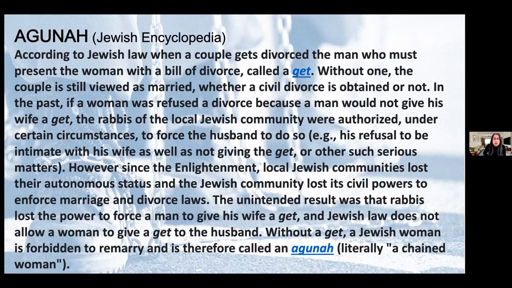So, as I said, if you're in a tight community and the husband refuses to give his wife a get and the rabbis determine in a court of three rabbis that he should be giving her a divorce, let's say he won't have sex with her or maybe he's being abusive, they can make him feel really awful and call him out or maybe publish something in the local newspaper. And maybe that will compel him to actually give his wife a get.